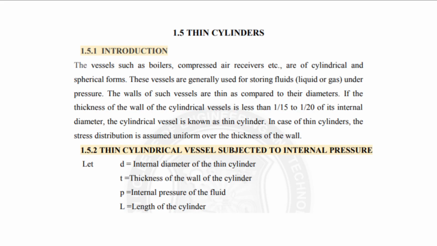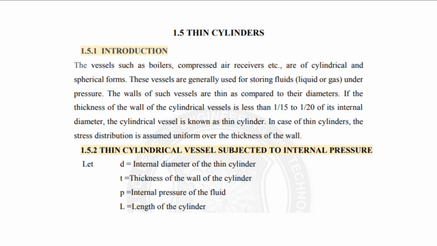So today we are going to see about the thin cylinders. Introduction: the vessels such as boilers, compressed air receivers, etc., are of cylindrical and spherical forms. These vessels are generally used for storing fluids under pressure. The walls of such vessels are thin as compared to their diameters.